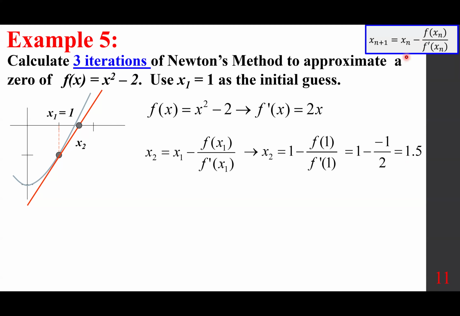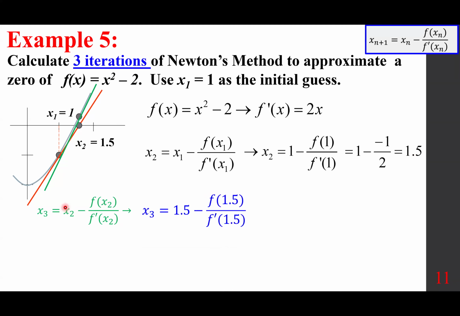In other words, x of 3. Now from here, x of 3 is x of 2 minus f of x of 2 over f prime of x of 2. So this is 1.5, this point. And if you graph it, now notice it's almost impossible to distinguish among those. The intercept even better. So what is x of 2? 1.5. So I'm going to replace this with 1.5. So x of 3 is 1.5 minus f of 1.5 over f prime of 1.5.